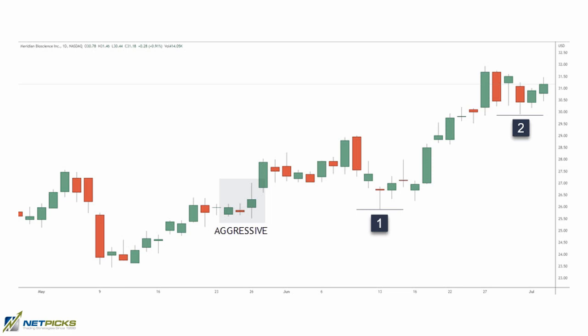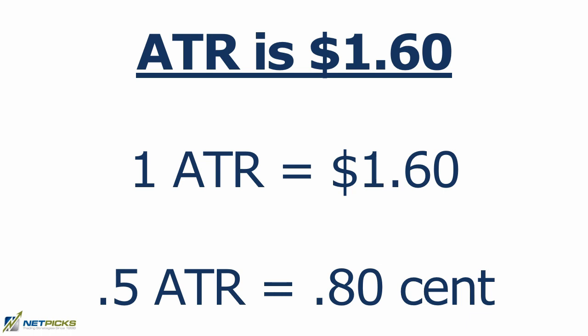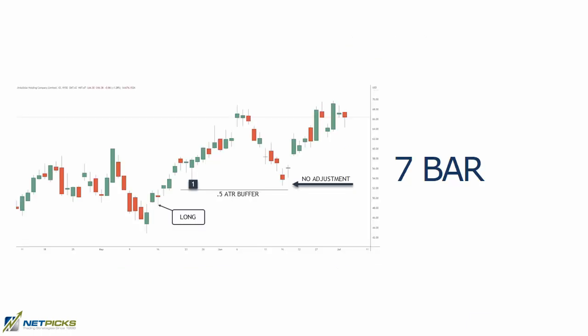This example here has an aggressive adjustment as the first zone. If you're using the conservative and the aggressive method, you would skip this first zone and you would just wait for that conservative one that shows up at number 1. Personally, using the aggressive approach with a buffer under or over the middle candle is my choice. For that, just use a multiple of the average true range for your buffer zone. For example, if the ATR is $1.60, 1 ATR would be $1.60, while 0.5 ATR would be half of that, so an 80-cent buffer.